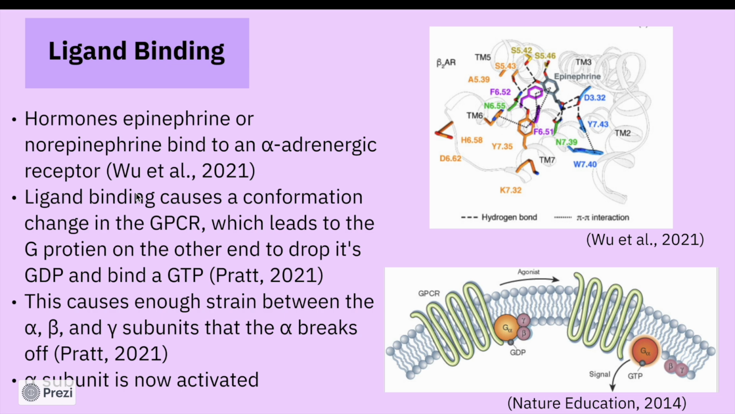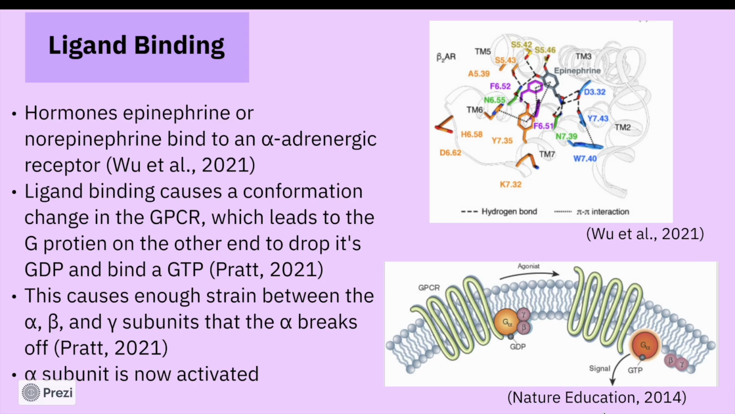This ligand binding is going to cause a conformation change in the GPCR, which is going to lead to the G protein on the other side dropping its GDP and binding to a GTP, and that's going to cause enough strain because GTP is just ever so slightly bigger than GDP. It's going to break apart, and now it's active and it can go on to activate other things.